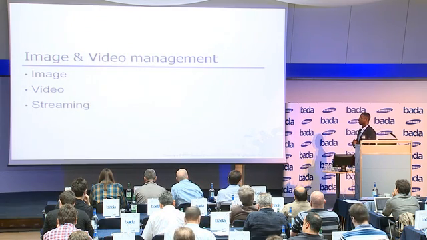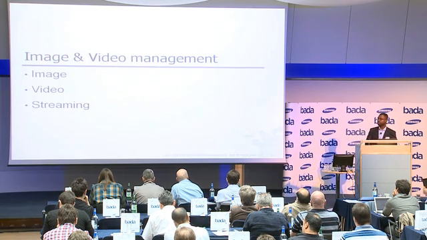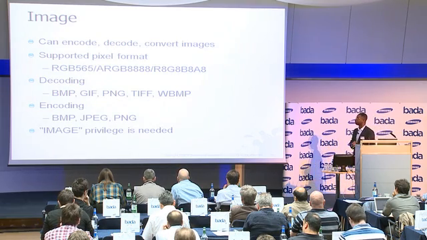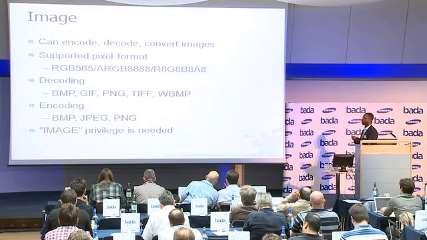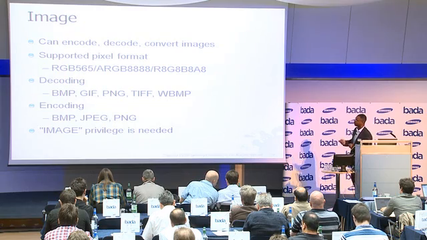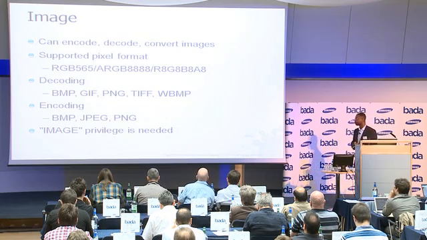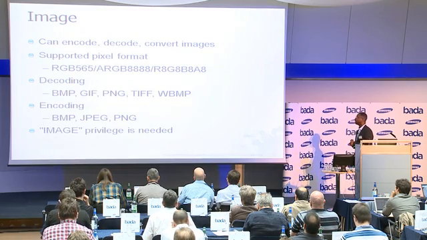So now I'm going to move on to image and video management and show how the bada platform can encode and decode various image types and video types. Firstly, with images, it's possible that we can encode and decode and convert images. The bitmap pixel formats that we support are listed there, and we can decode BMP, GIF, PNG, all the common types, and we can encode into BMP, JPEG, and PNG. When making use of image classes, you're required to make use of the image privilege.